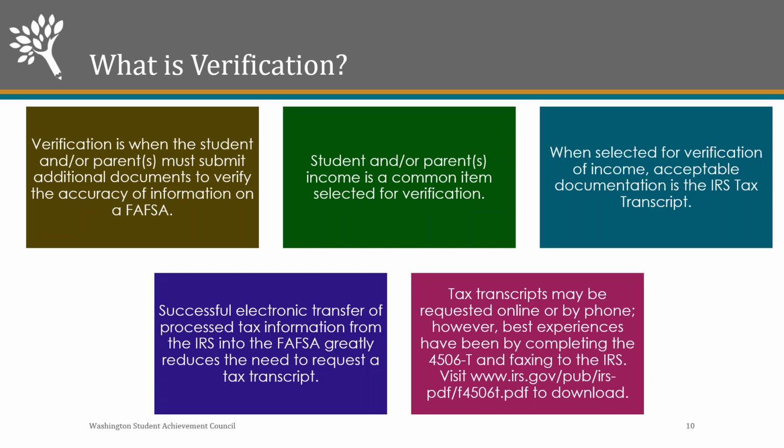When selected for verification of income, the acceptable documentation is the IRS tax transcript, and we're going to talk more about that very shortly. You can get that in several ways. If you've done your FAFSA earlier and you've been selected for verification, then you'll be following this process to fill out the verification forms. If you completed it through the IRS Data Retrieval Tool earlier in the year when it was up, your verification chances are lower, so you may not be experiencing this right now, but students are randomly selected as well.